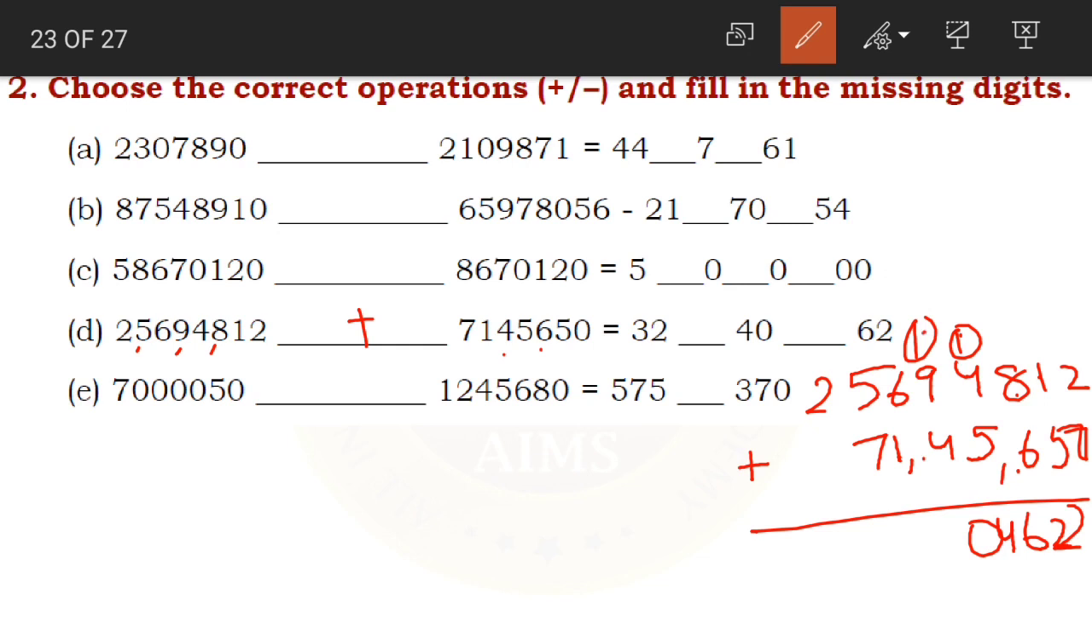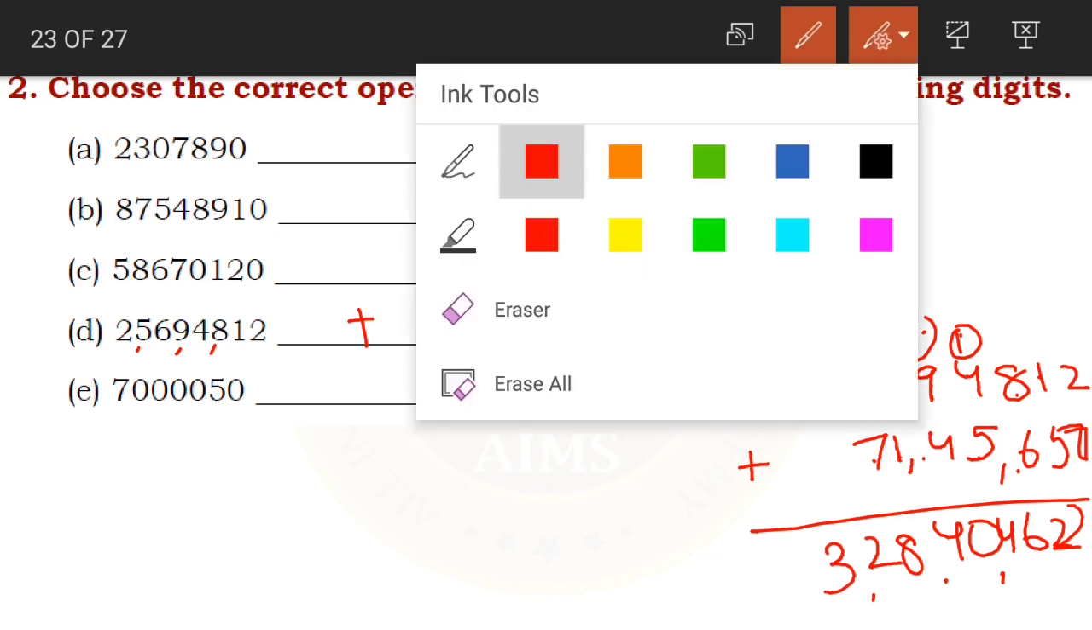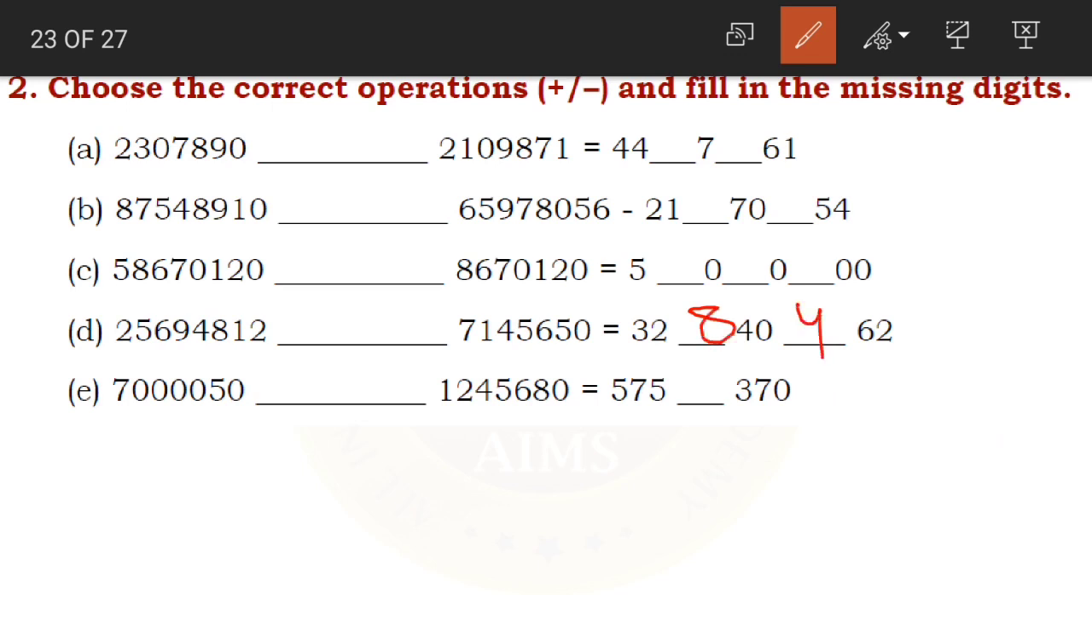Now 1 plus 9, 10, 10 plus 4, 14, 1 carried, 6 plus 1, 7, 7 plus 1, 8, 5 plus 7, 12, 1 carried, 2 plus 1, 3. What did we get here? 3 crores 28 lakhs 40,462. So what are the numbers missing here? 28 lakhs 462. Yes, 8 and 4 are the missing digits here. Coming to the last question, that is question number E.